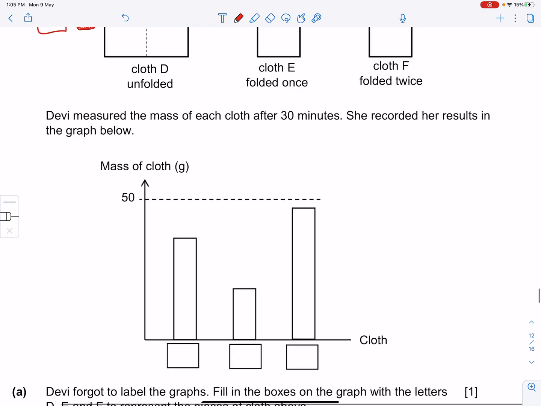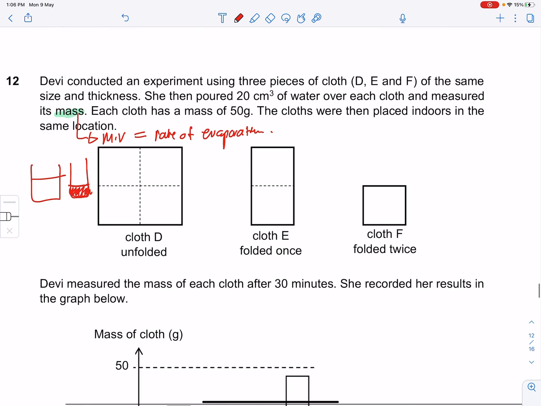So when you look at it, what's your change variable? Remember I told you the change variable. I know in literal English it's the number of times the cloth was folded. But actually, once again, this is talking about the amount of exposed surface area. That is your measured variable.